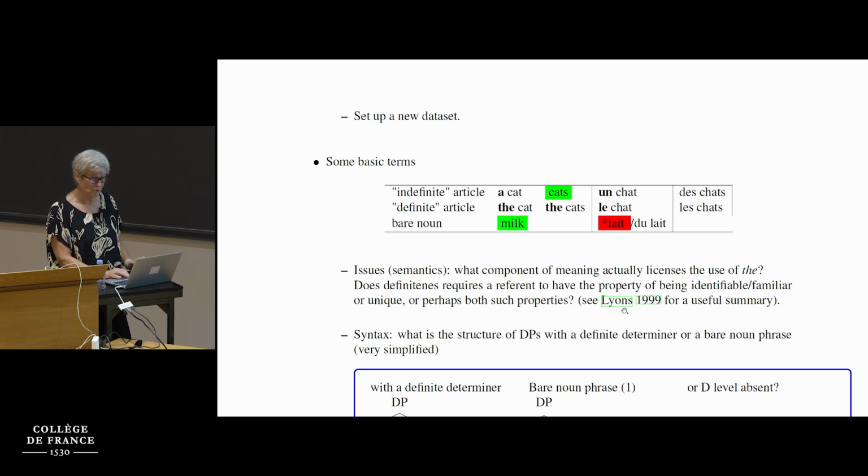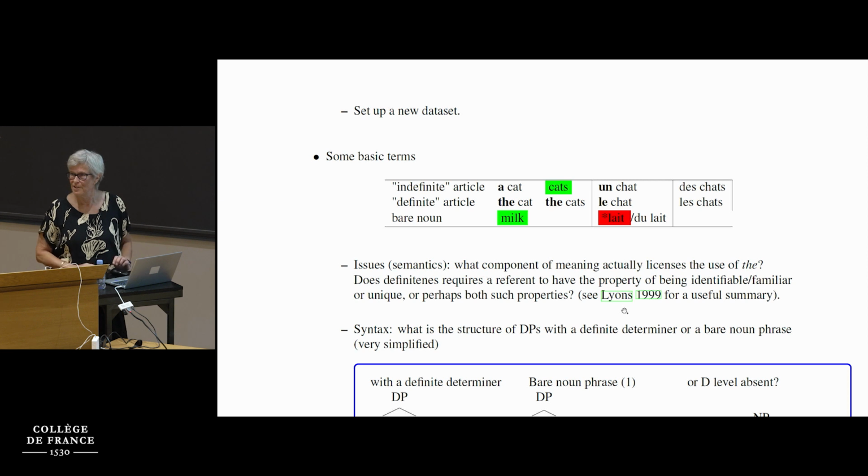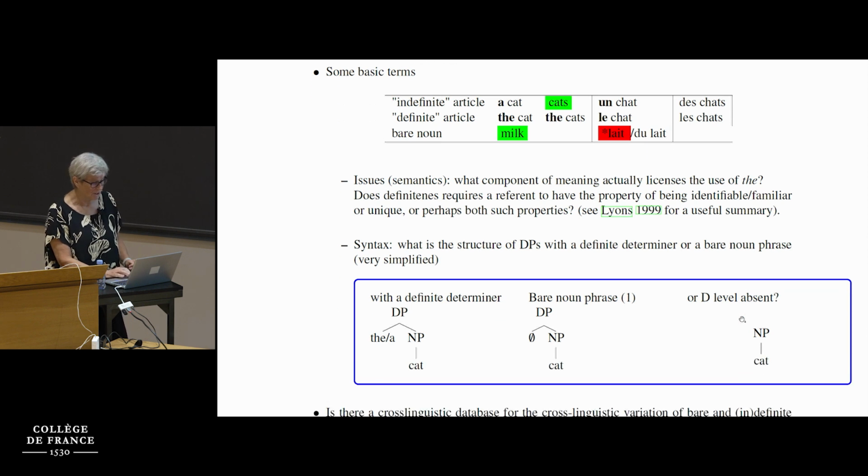as far as semantics is concerned, there's a huge literature on these issues, is what component of meaning actually licenses the use of the? What is the doing exactly? When you use something like the cat, does this definite reference, the reference of cat, have the property of being identifiable, that is familiar, or does it have the property of being a unique kind of object? Or perhaps does it have both properties? Okay? So there is a very large literature on this.